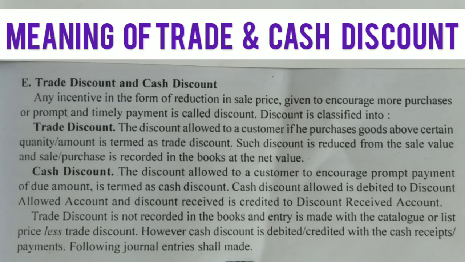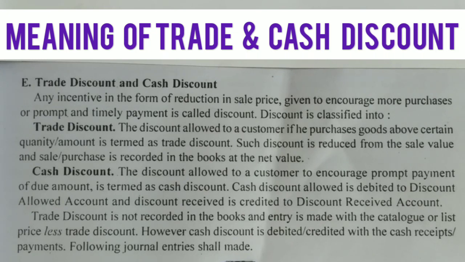Say, for example, goods of 50,000 are purchased and 10% is discount. So 50,000 minus 10%, which is 5,000, so the net amount will be 45,000. So the transaction will be recorded at 45,000 and not at 50,000. So trade discount is not recorded in the books and the entry is made with the net value.